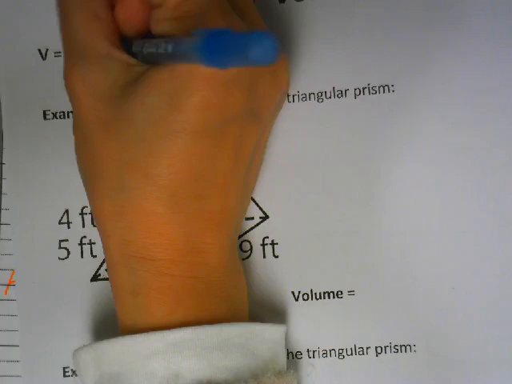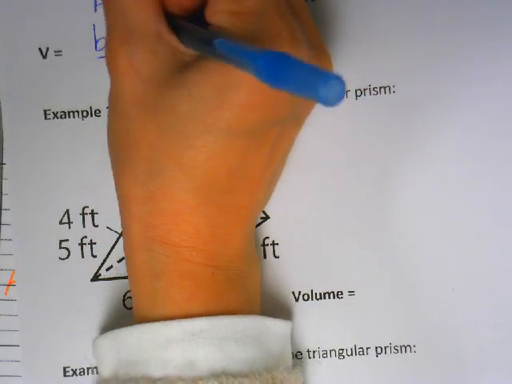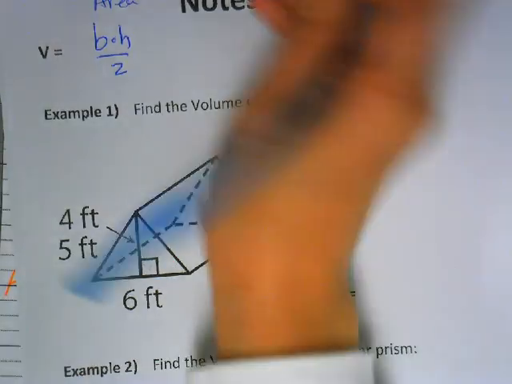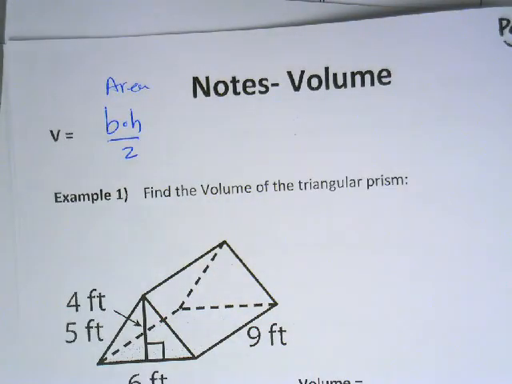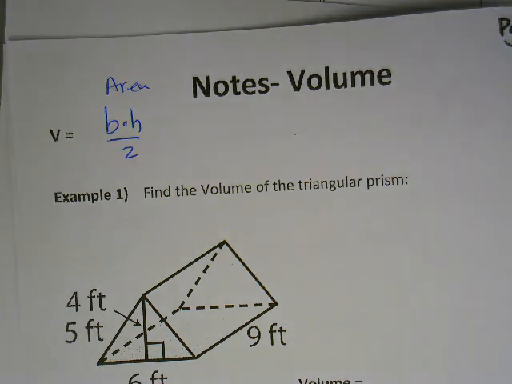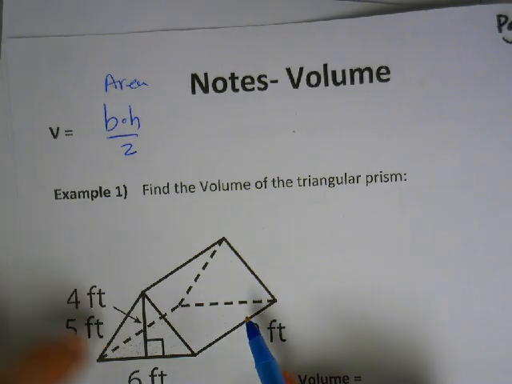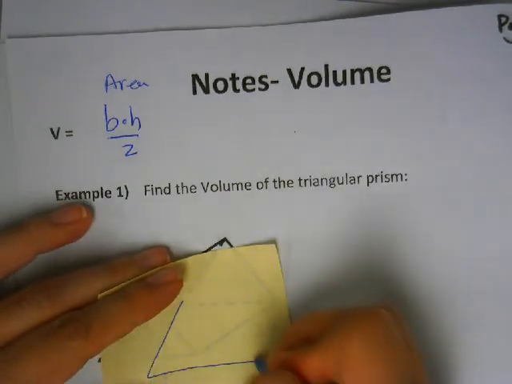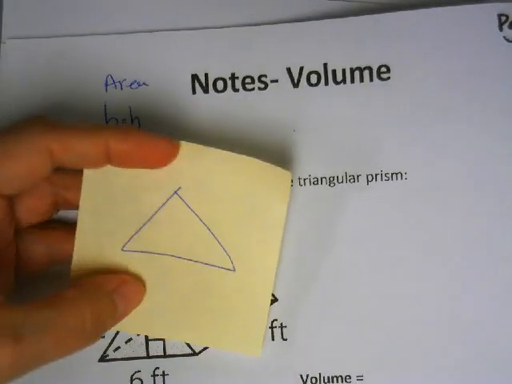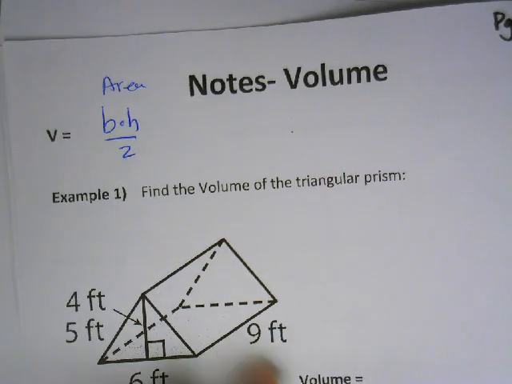So base times height divided by 2, that would be the area of a triangle, right? But this is volume. So what's the added part for volume? The height. It's a 3D shape. If it's 2D, flat like a piece of paper, that would be just my triangle, right? But because it's 3D, what makes it 3D? Your height. How tall is it?